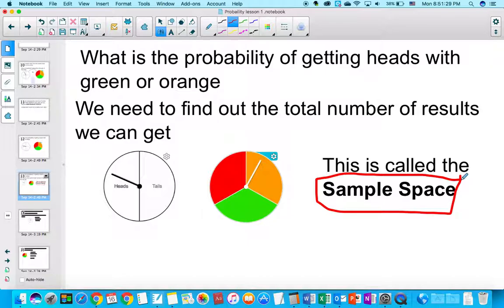Well, we know the total number of outcomes is 3, right? 1, 2, 3. And we know the total number of outcomes for this one is 2, right? 1, 2. Do we add them? Are there only 5 outcomes? Please don't say yes, because that's not true.